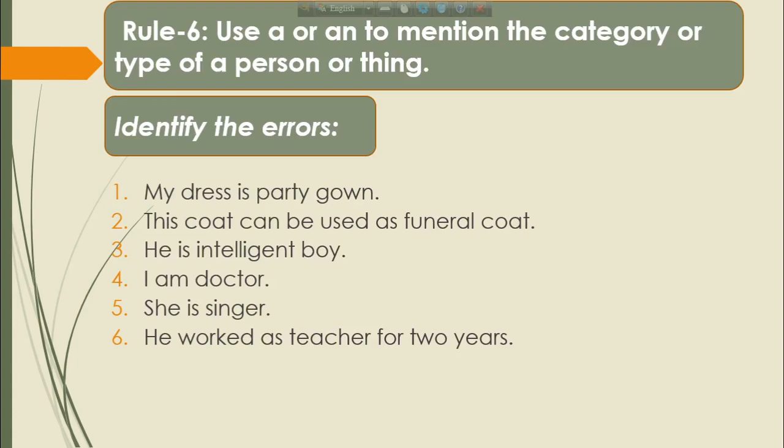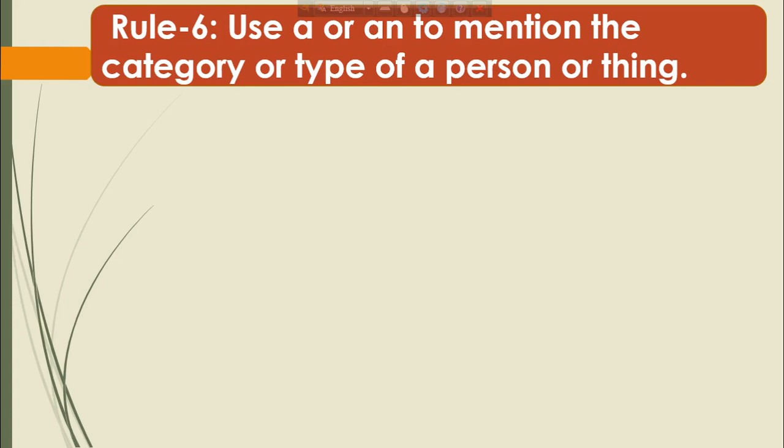So come to rule number 6. Use "a" or "an" to mention the category or type of person or thing. Here you have some exercises. Identify the errors. Pause the video, think for a while, and try to find out the errors. And remember, use "a" or "an" to mention the category or type of a person or thing. So here are the answers.